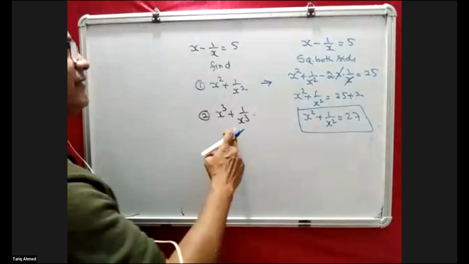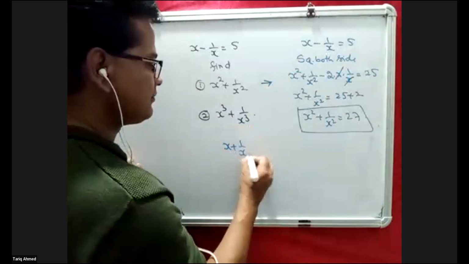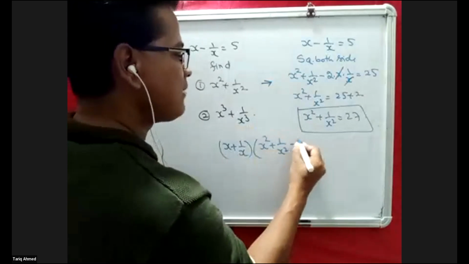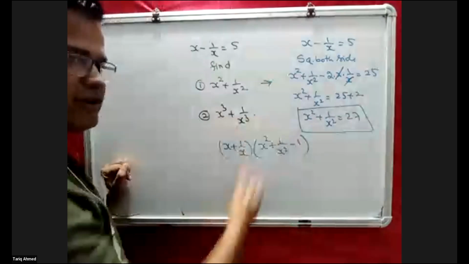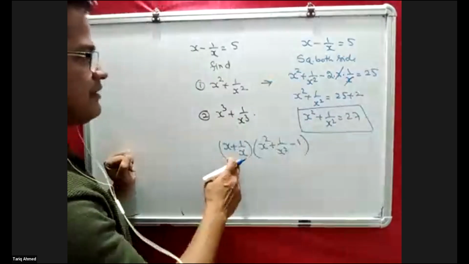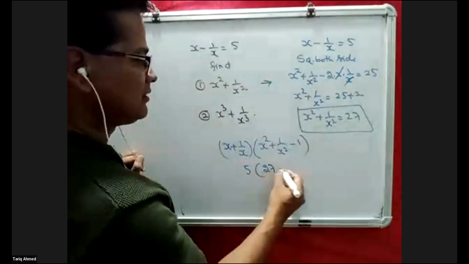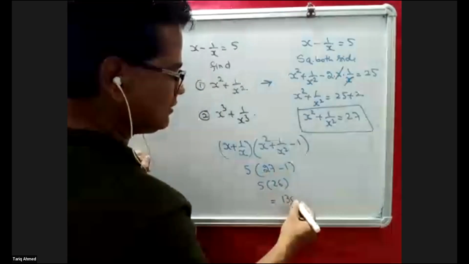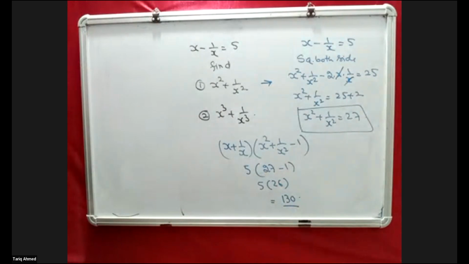Then its value. We have to use the identity x plus 1 by x, and then x square plus 1 by x square minus 1. x into 1 by x, we will get minus 1. This is the identity for a cube plus b cube. We have the value 5. Its value we have 27, then minus 1, 5 into 26. So this is 130. Got it? Yes, sir. Yes, sir.